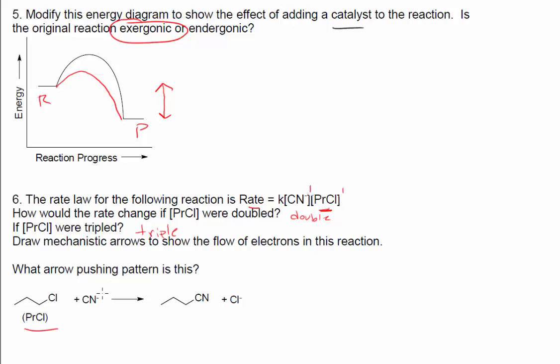And then we want to draw mechanistic arrows to show the flow of electrons. And if you haven't figured this out already, this is an SN2 reaction. This is a nucleophilic attack and loss of leaving group in the same step, so this is SN2 type arrow pushing pattern. We saw a lot of these this week in class.